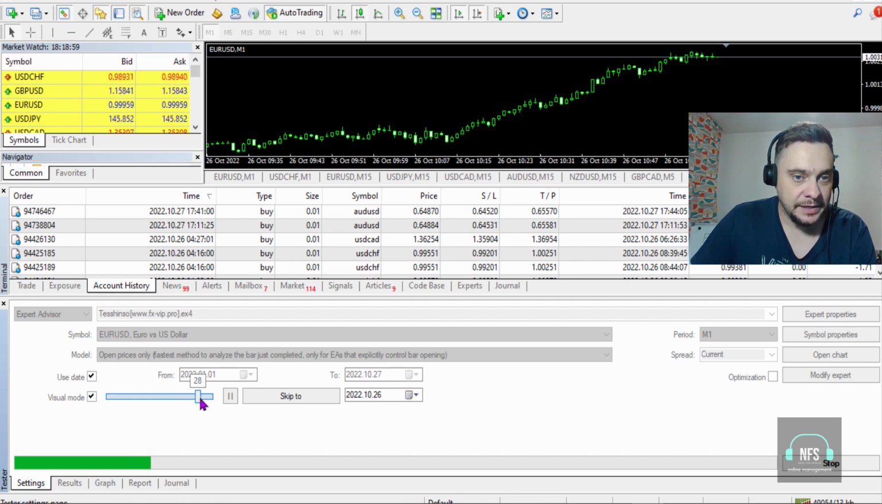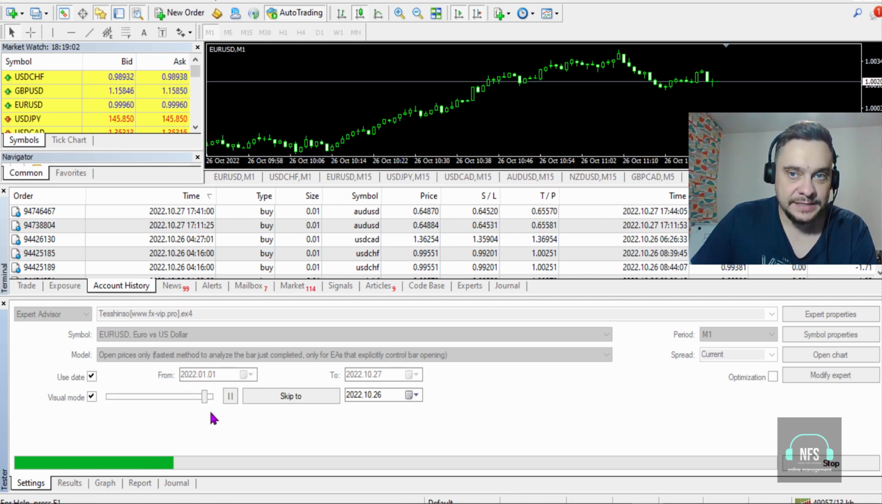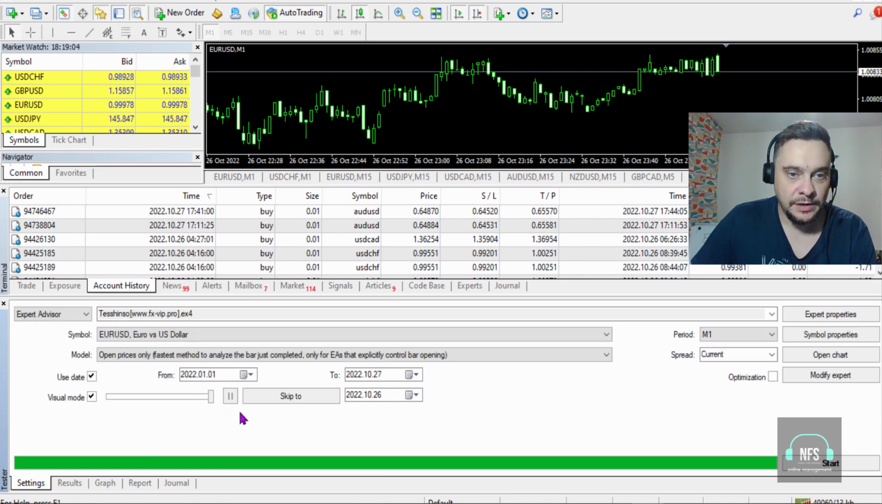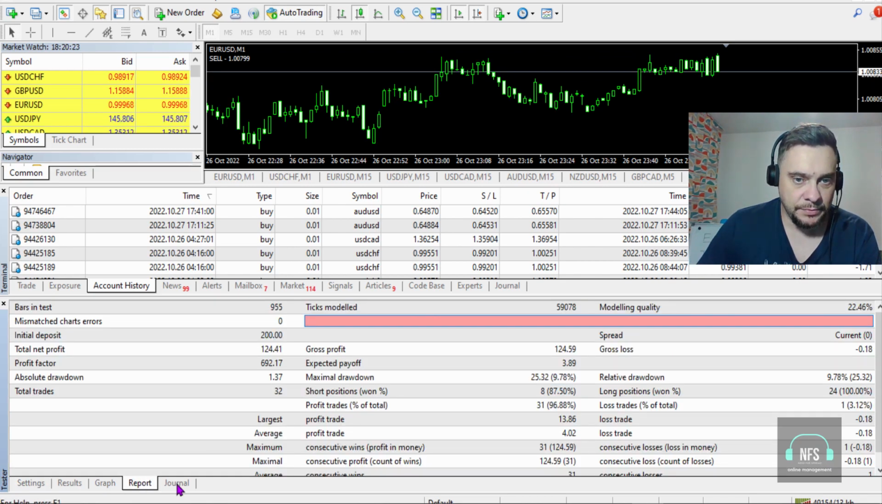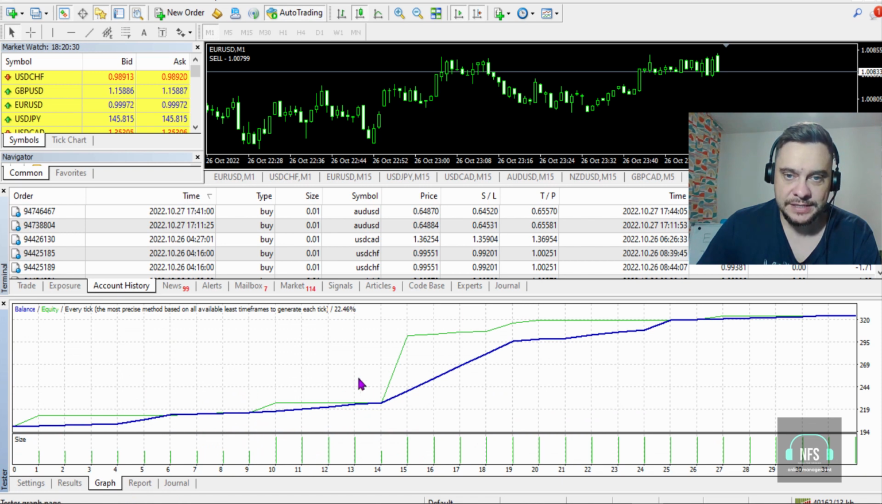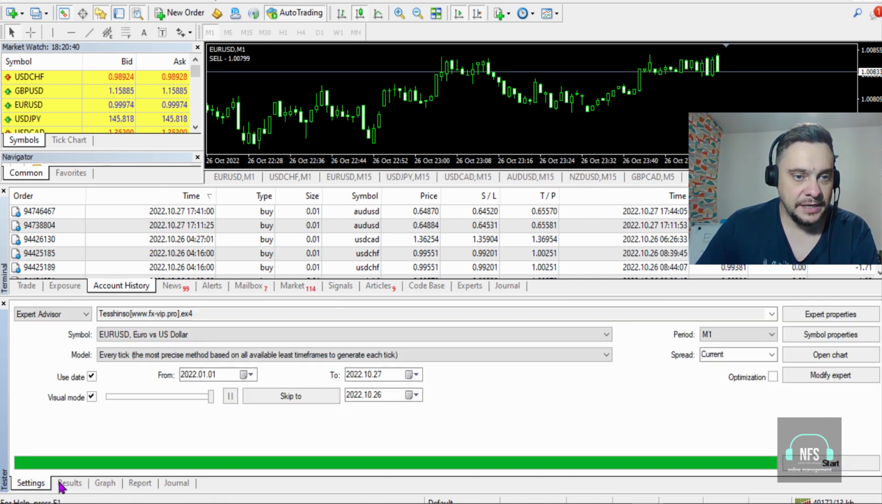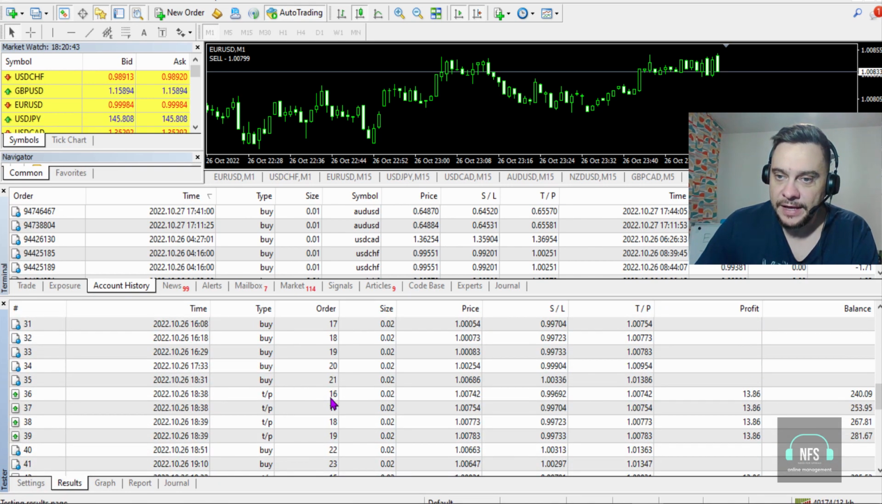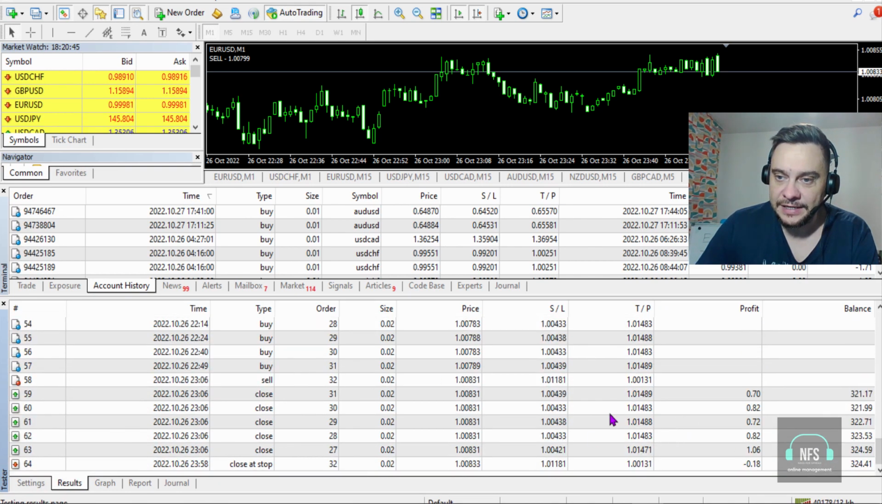Let's make it a little bit faster. We don't want to wait too much. All right, and let's see the report right now. Let's see the graph. As you can see, we have 22.46%, and let's see the results. We started from $200, and these are all the trades placed, and now we reached $324. Yes, only on EUR/USD.